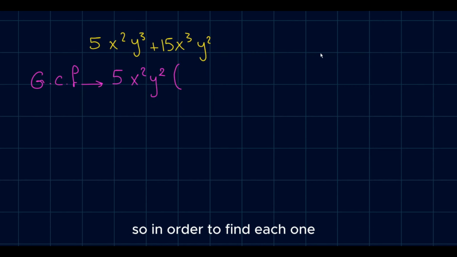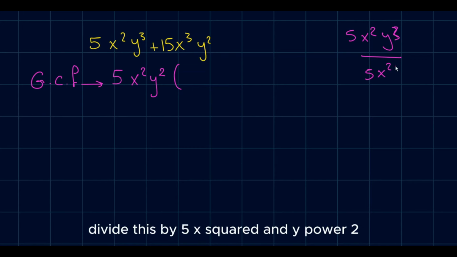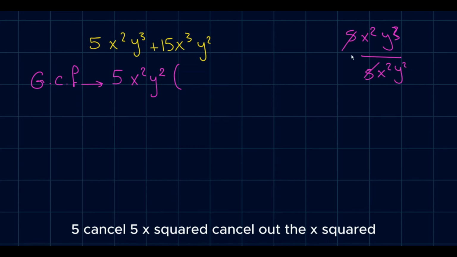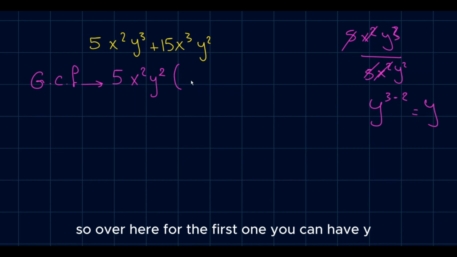Open your bracket. In order to find each one, this is an extra lesson, by the way. If we have 5x squared y power 3, divide this by 5x squared and y power 2. 5 cancels 5, x squared cancels out the x squared. Y power 3 minus 2 is equal to y. So over here, for the first one, you're gonna have y.